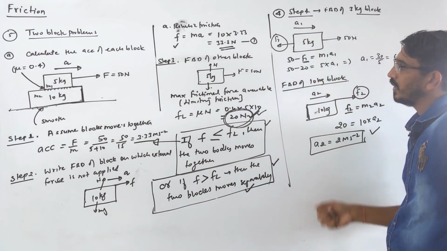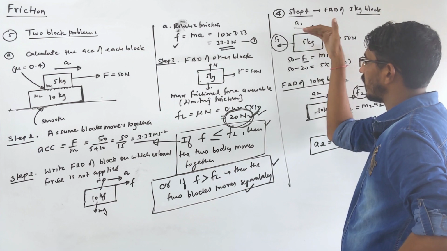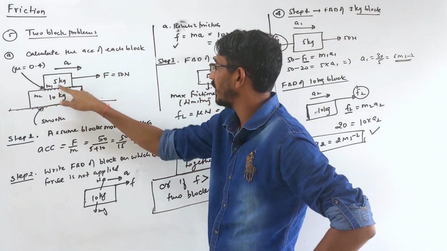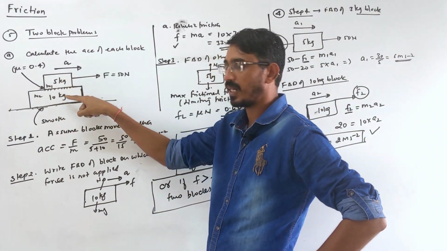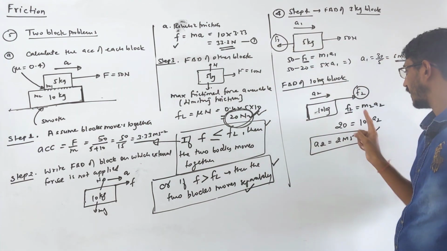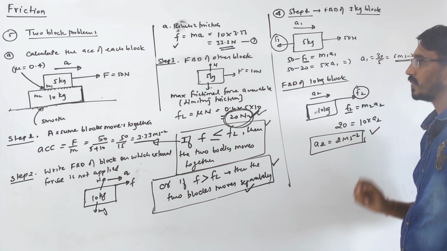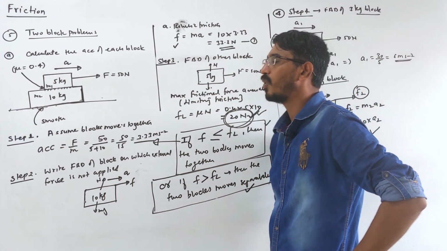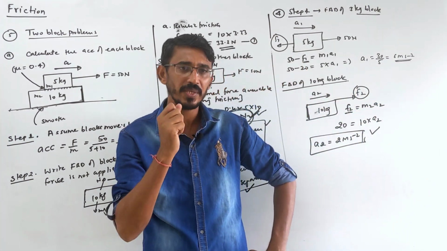F1 and F2 are the same. We give names like F1 for this block and F2 for that, but the frictional force acting between these two blocks is the same. Whether you talk about that block or this block, the maximum value is again this much only. So we put it here and calculate the acceleration of the second block. So this is the two block problem. Okay. We will see one more example.